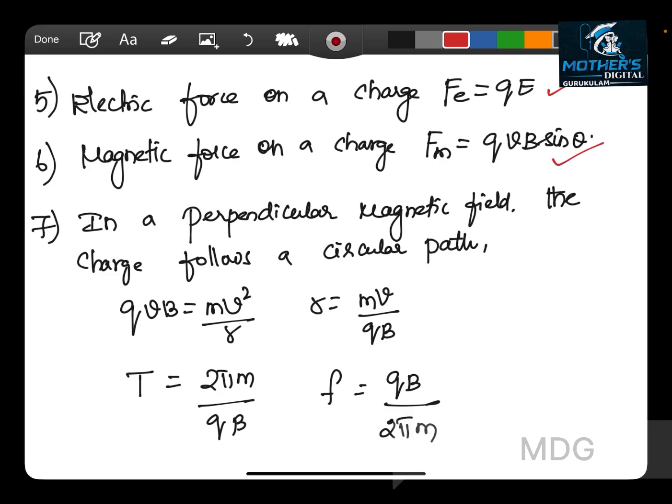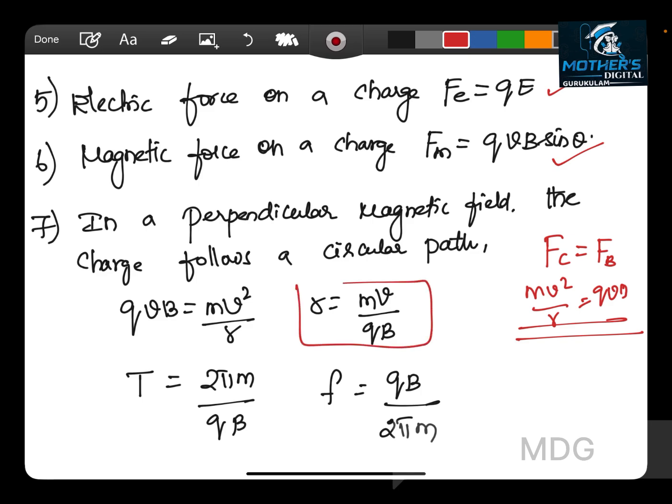In a perpendicular magnetic field, the charge definitely follows a circular path. So what will be the condition? The centripetal force will be equal to the magnetic force. Comparing these two, mv square by r equals qvB sine theta. Theta will be 90, sine 90 will be 1, so we get only qvB. On solving this, we get r equal to mv by qB. The time period is given as 2 pi m by qB. The inverse of the time period is your frequency, so frequency will be equal to qB by 2 pi m.